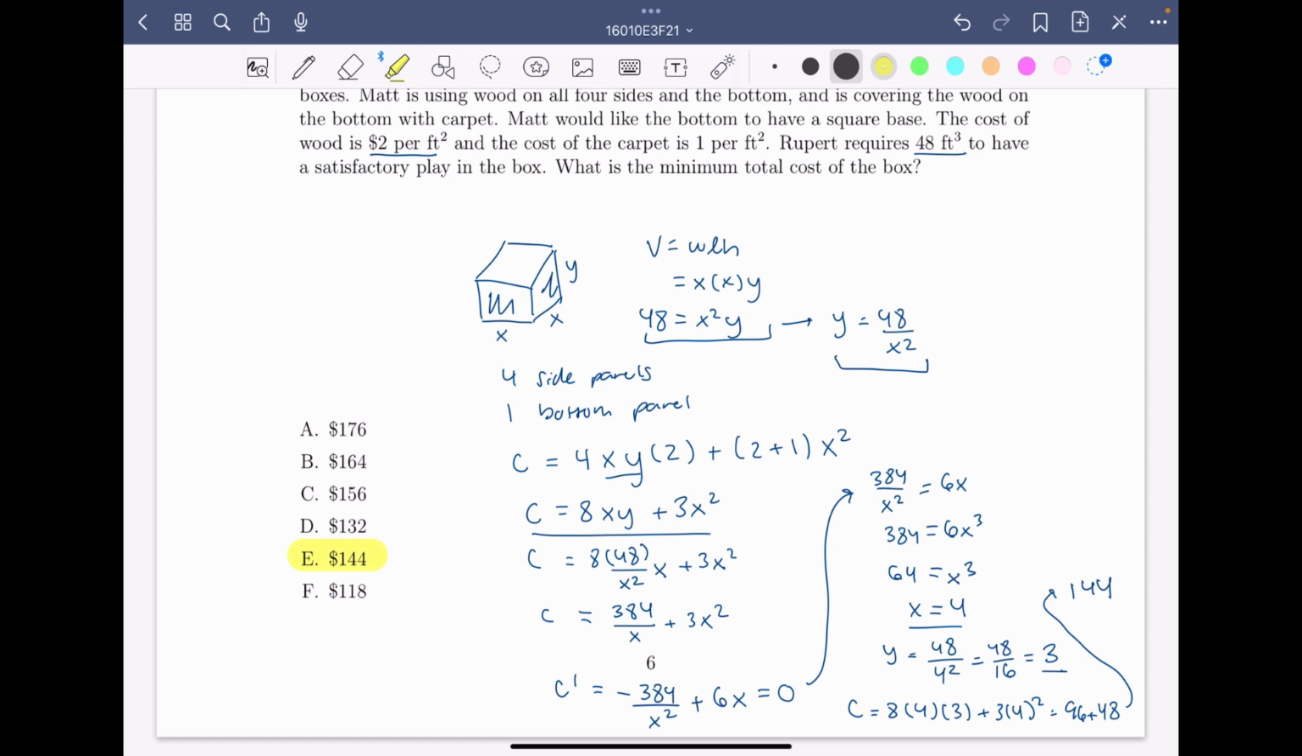So again, with these optimization questions, you're going to find a system of equations where you solve one simpler equation for a variable and then substitute that in for the other variable in your other equation.